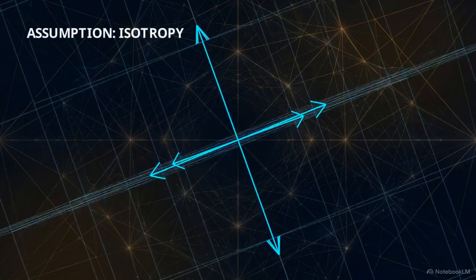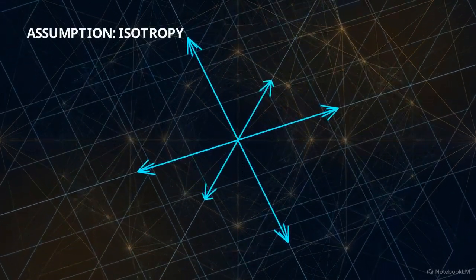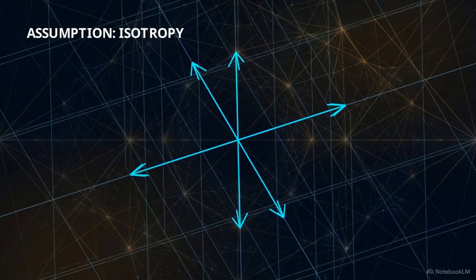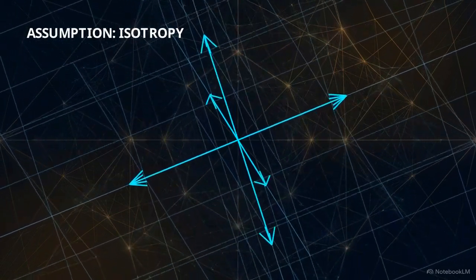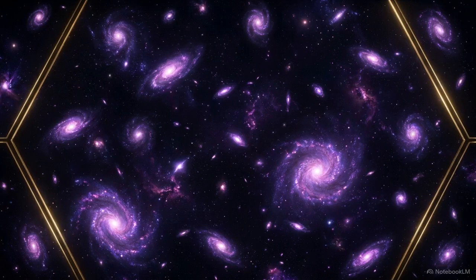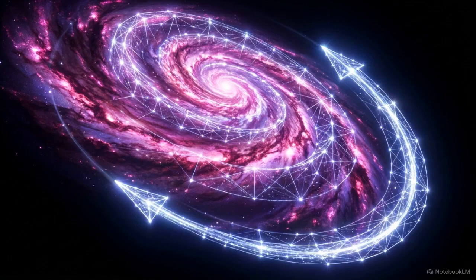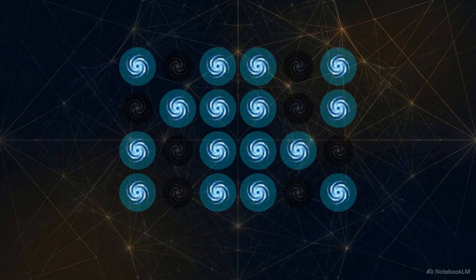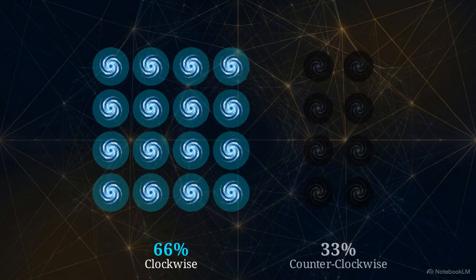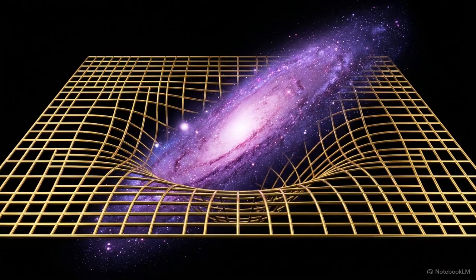The standard Big Bang model assumes the universe is isotropic, meaning it should look and rotate the same in every direction. But recently, the James Webb Space Telescope analyzed the earliest galaxies in the JADES survey and found a preference that shouldn't exist. 2/3 of those galaxies spin clockwise. This global bias toward one direction is a signature the standard model has no way to explain.